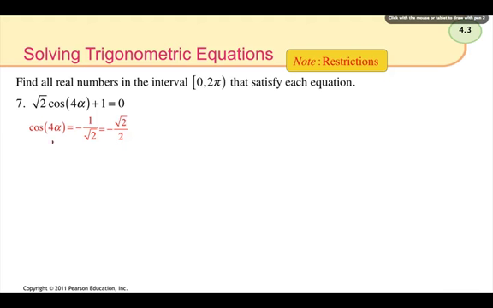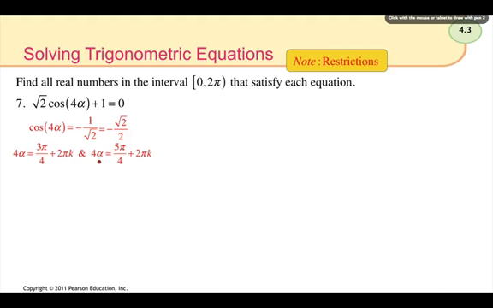The cosine of one angle gives me negative radical 2 over 2. It happens at two locations, quadrant 2 and quadrant 3. So here they are. At quadrant 2 is 3 pi over 4, and every 2 pi units after that, and also quadrant 3, 5 pi over 4, and every 2 pi k units after that.